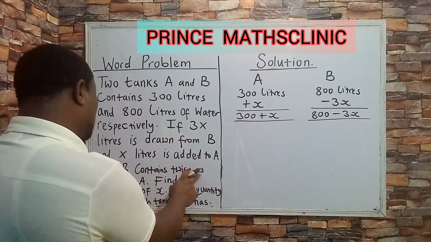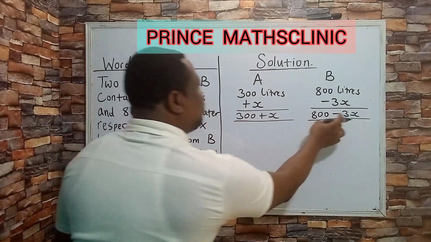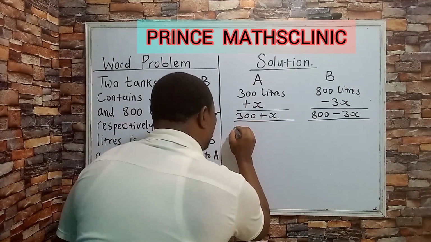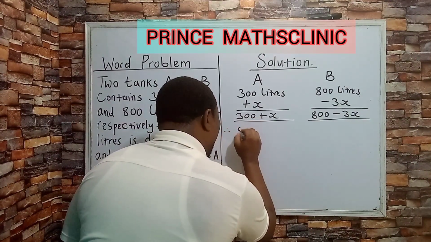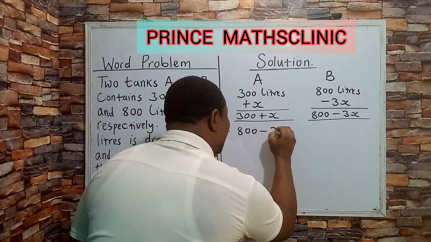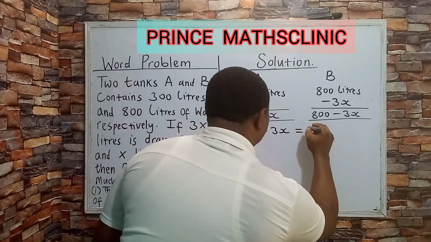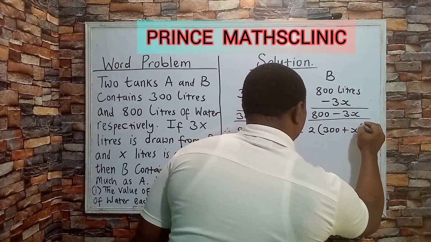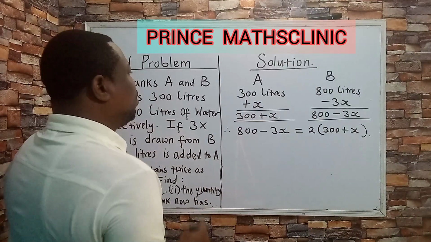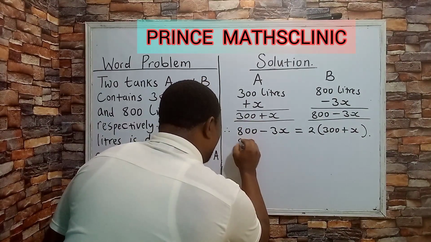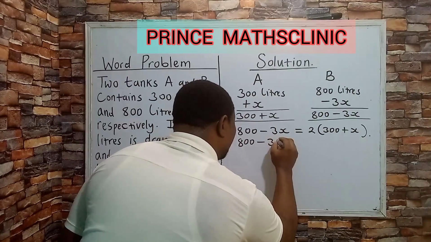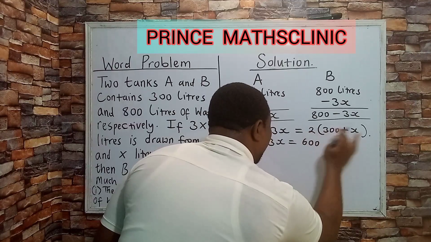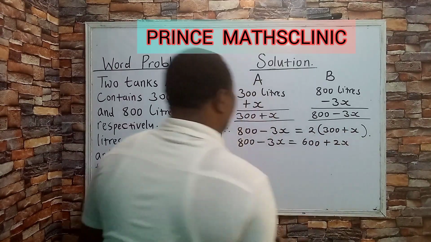Now, the next question says that then B contains twice as much as A. That means what I have in B now is now twice what I have in A. So, therefore, 800 minus 3x is equal to 2 times 300 plus x, twice. So, simplifying this becomes 800 minus 3x. 2 times 300 gives me 600, and 2 times x gives me 2x.